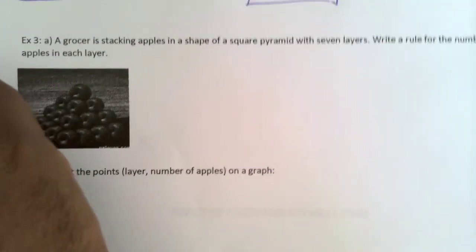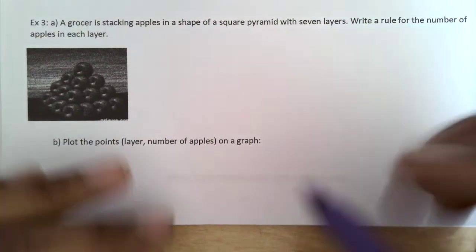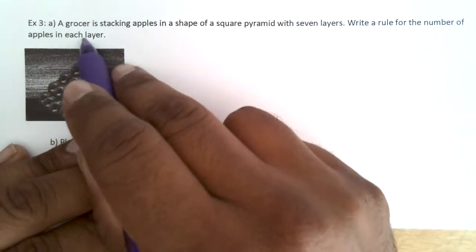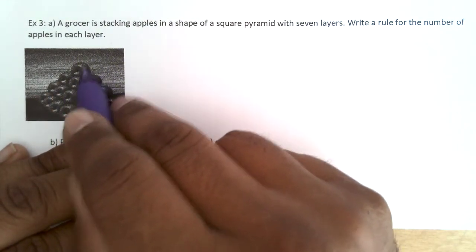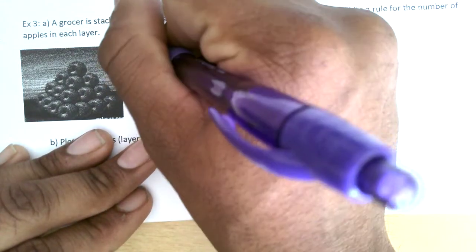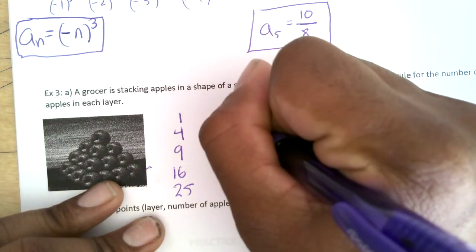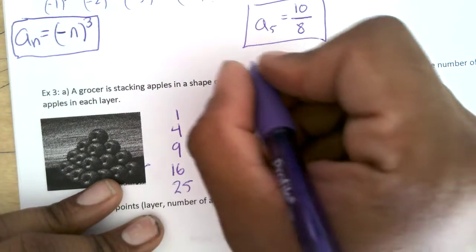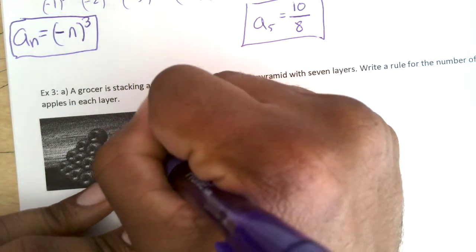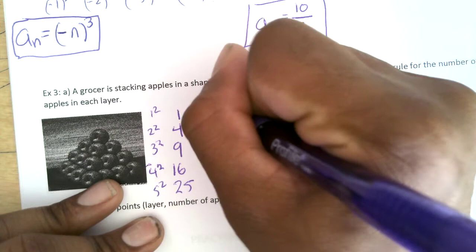A grocer is stacking apples. Okay, I love apples. 7 layers. Okay. We're going to write a rule for the number of apples in each layer. So if it's a square pyramid, that means each layer is a square. And that should be the hint here, is that it's a square. The first layer has 1, the second has 4. I need square numbers, since I'm using defined units each time. I get to do something kind of similar to what I did here. I'm just going to say this is n squared, because that would work for all the layers. It'd be 1 squared, 2 squared, 3 squared, 4 squared, 5 squared. It'd be 25, right? So we go a of n equals that.